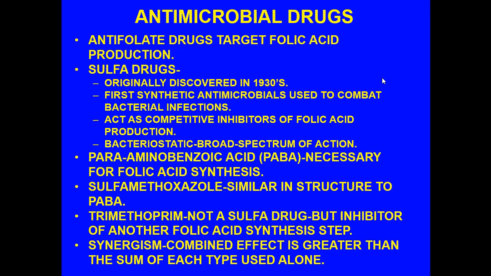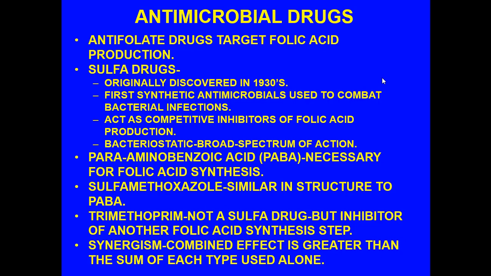Para-aminobenzoic acid, PABA, is necessary for folic acid synthesis. Now, sulfamethoxazole is similar in structure to PABA. So what would happen is this sulfa drug will fit into the same active site of the enzyme that's involved with folic acid synthesis and basically shut down the production line.